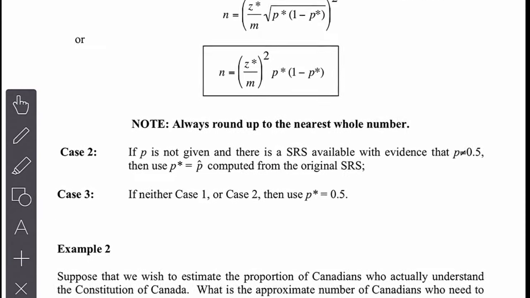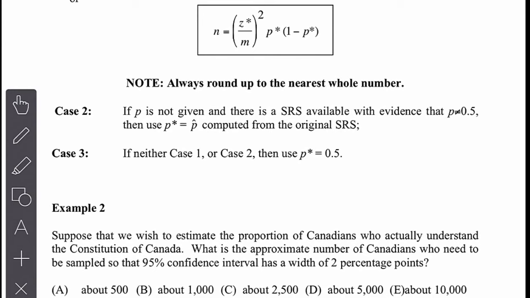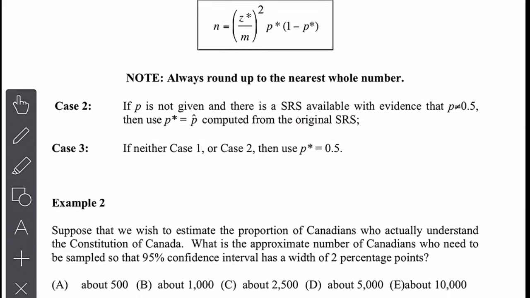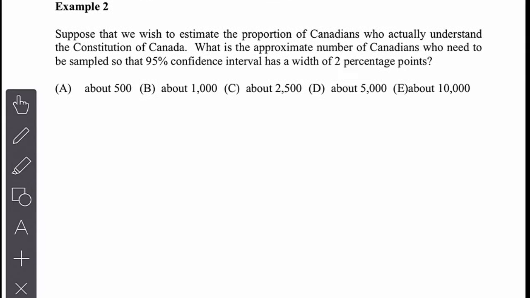If P is not given, and there is a simple random sample available with evidence that P is not 0.5, then you should use that one from that sample, that sample proportion that was computed from another sample. If you have no prior information, just use P star equals 0.5. So here's an example of how to apply the formula.